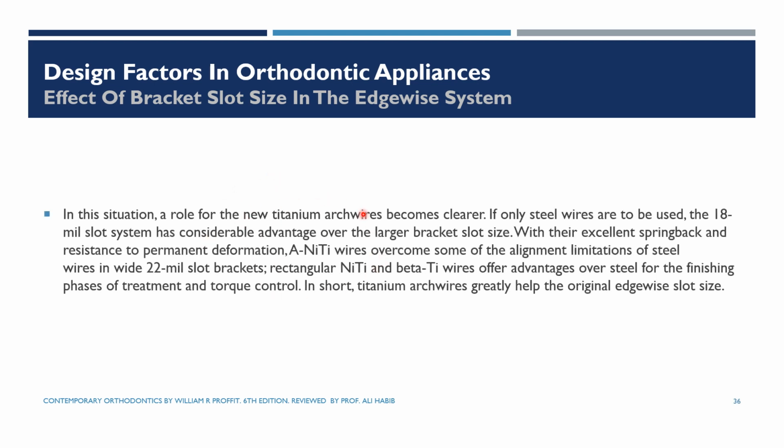So nowadays, if you want to do torquing and finishing, it's more preferable to use nickel titanium. The nickel titanium wire in a larger dimension will help to control torque, as claimed or proposed by the author, and also beta titanium. Beta titanium, which is the TMA wire, is the best wire for finishing because you can apply a lot of torquing effect, and you can fit a large dimension wire easily in the final stages of finishing.